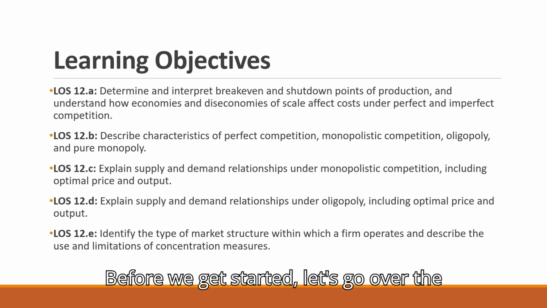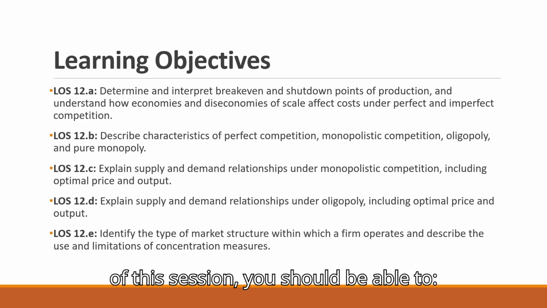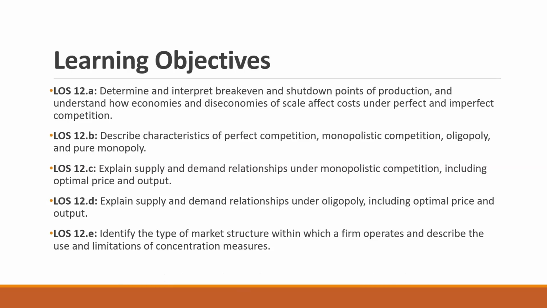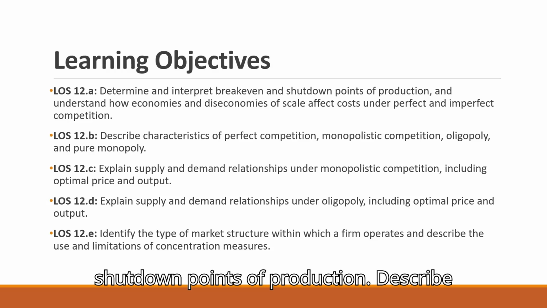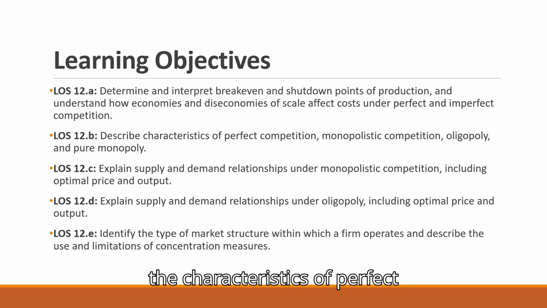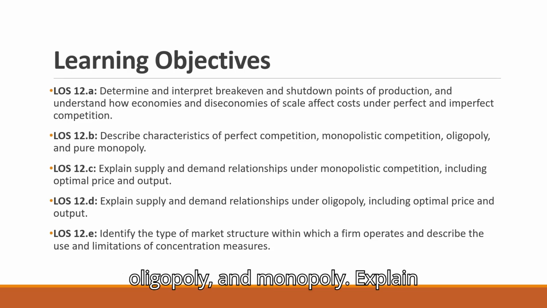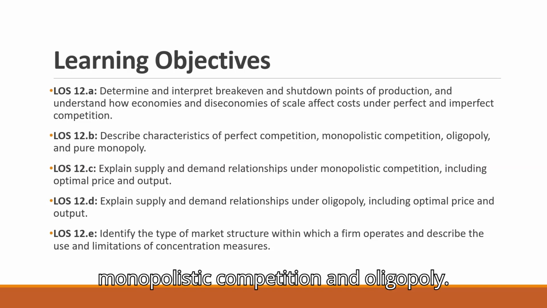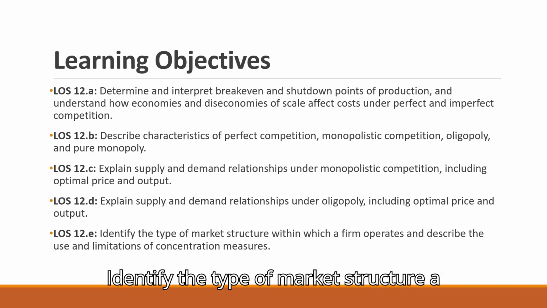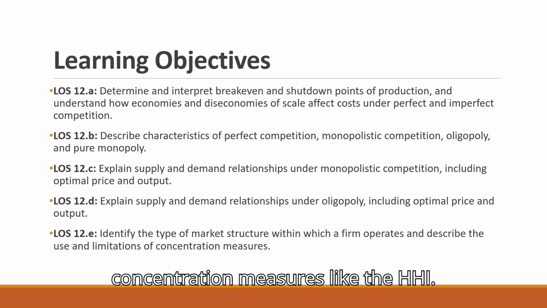Before we get started, let's go over the learning objectives for today. By the end of this session, you should be able to determine and interpret break-even and shutdown points of production. Describe the characteristics of perfect competition, monopolistic competition, oligopoly, and monopoly. Explain supply and demand relationships under monopolistic competition and oligopoly. Identify the type of market structure a firm operates in and understand concentration measures like the HHI.